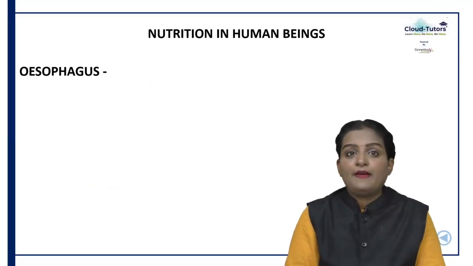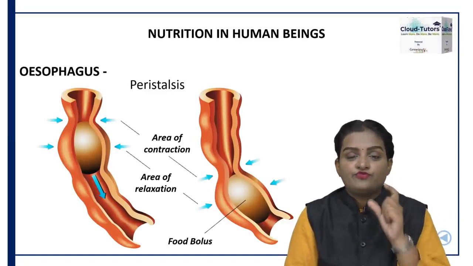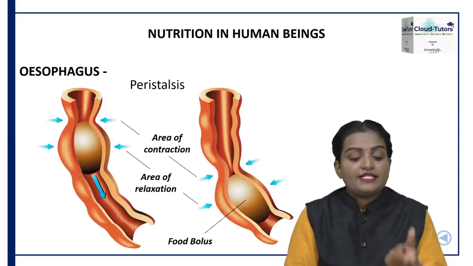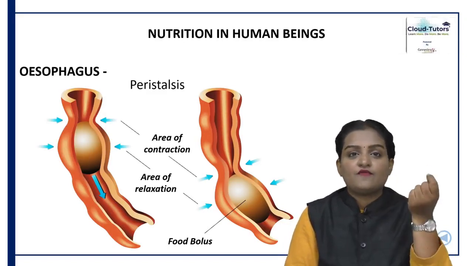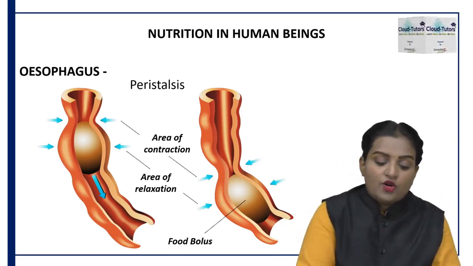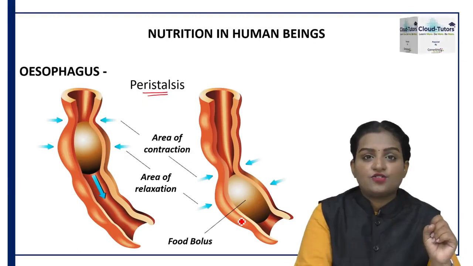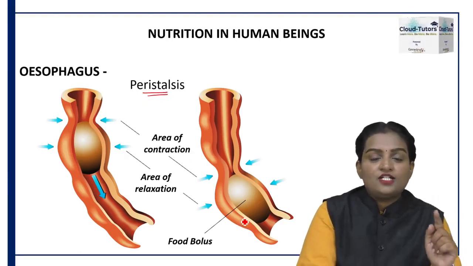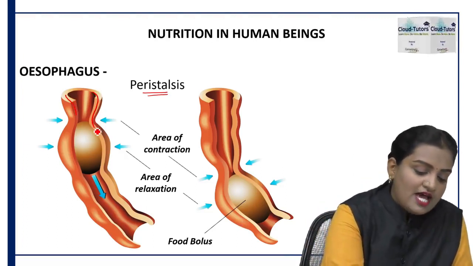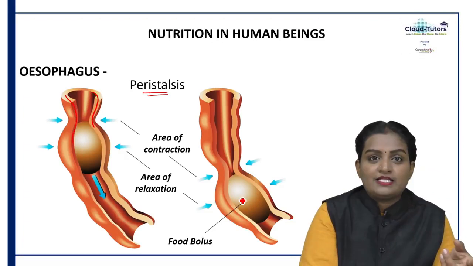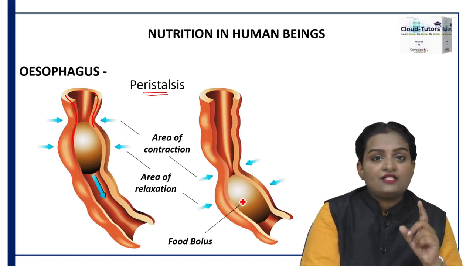Next is the food pipe, the esophagus. Here we will see a particular type of movement, that is peristaltic movement. Peristaltic movement exists throughout the digestive tube, starting from esophagus to the rectum. So what is peristalsis? It is the rhythmic contraction and relaxation of smooth muscles present in the wall of esophagus. So the wall of esophagus, these walls are made up of smooth muscle cells which are involuntary in function. So they contract and relax rhythmically.